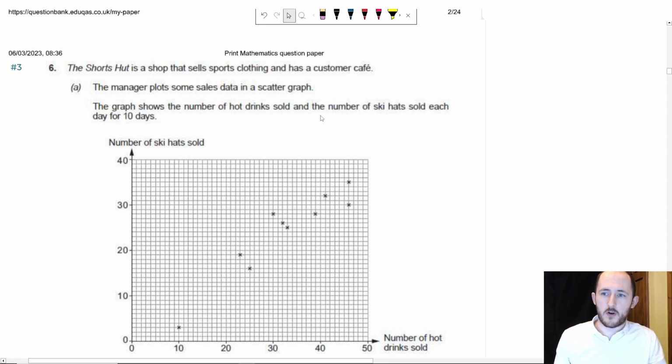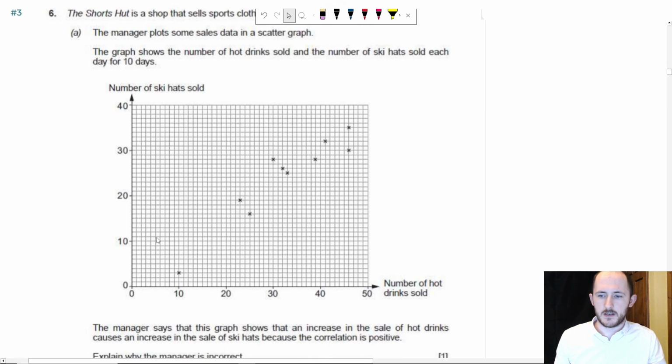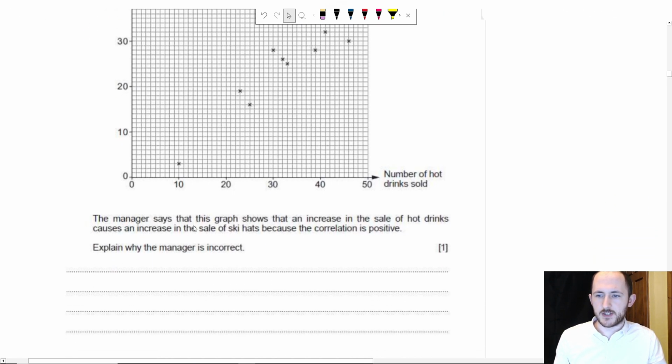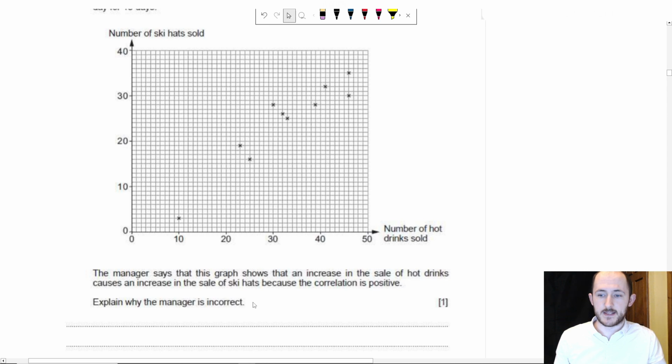The graph shows the number of hot drinks sold and the number of ski hats sold. Okay. So, hot drinks, ski hats. The manager says this graph shows that an increase in the sale of hot drinks causes an increase in the sale of ski hats because the correlation is positive.